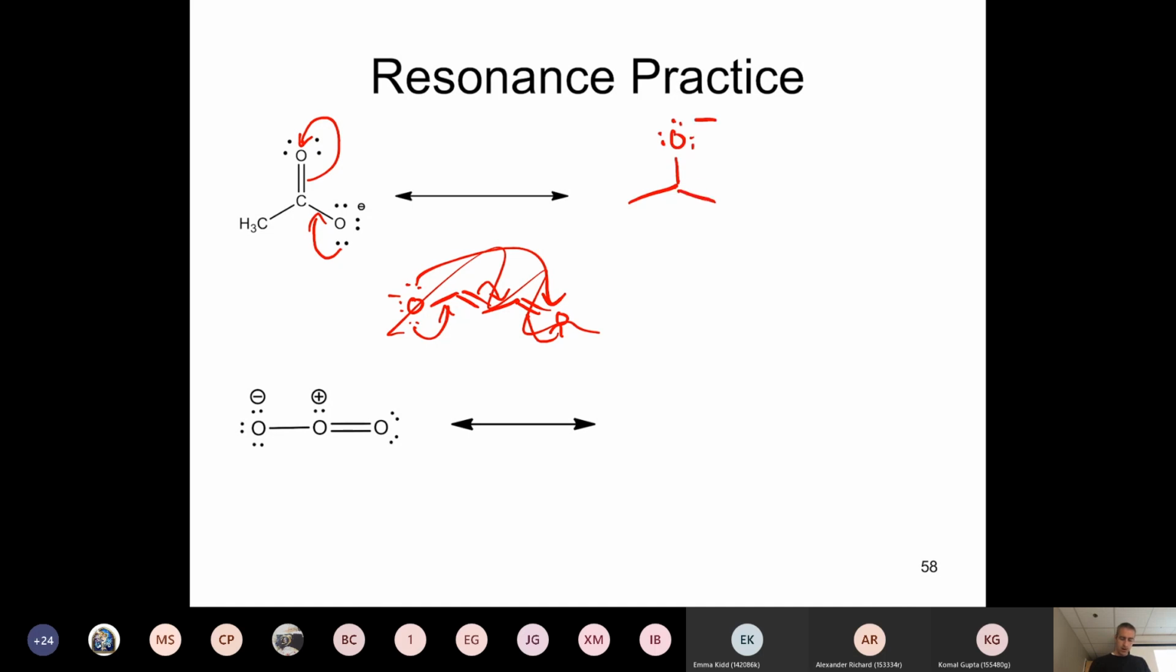I'm going to convert it to bond line in the same breath. The bottom molecule, does anyone recognize that molecule? Ozone, yeah, this is ozone. What's the hybridization on the central oxygen of ozone? sp2.